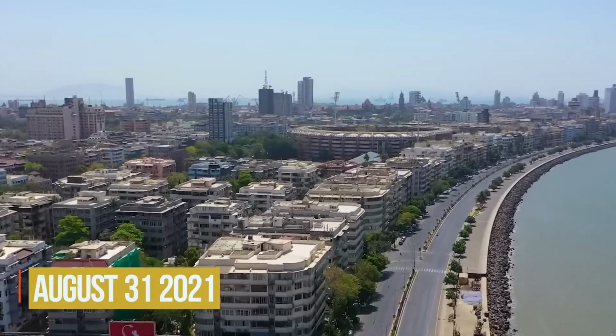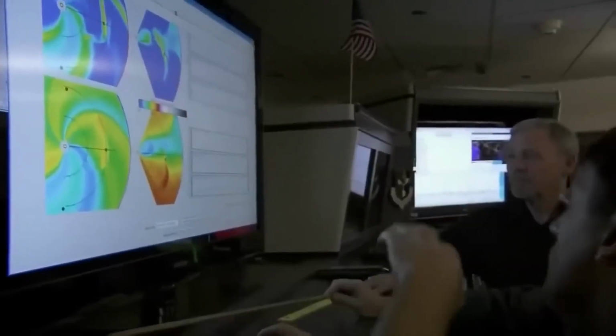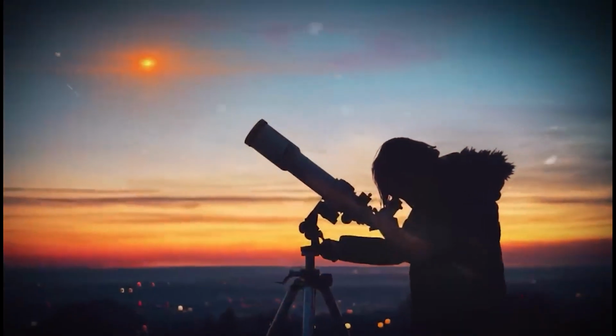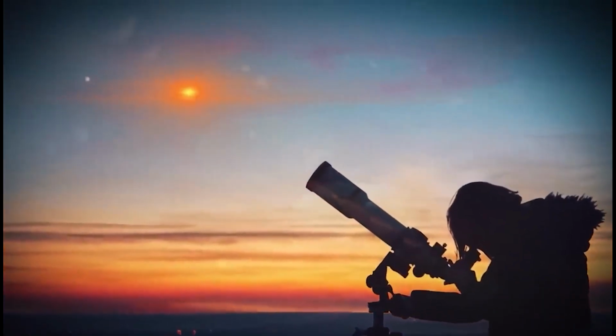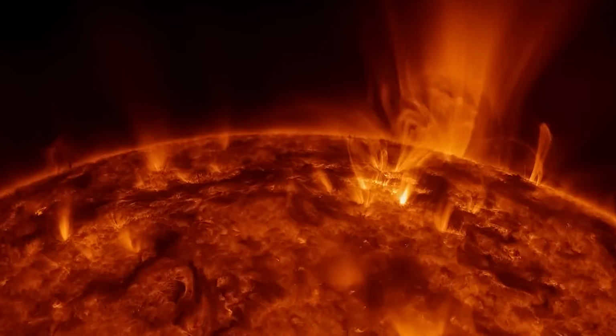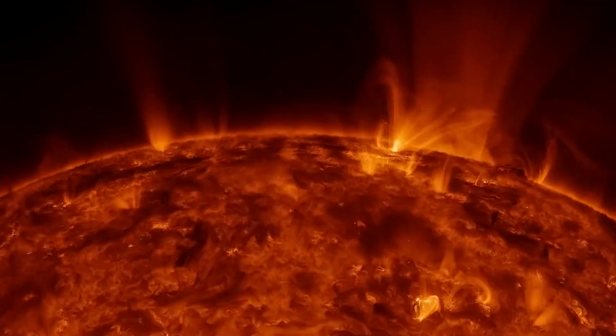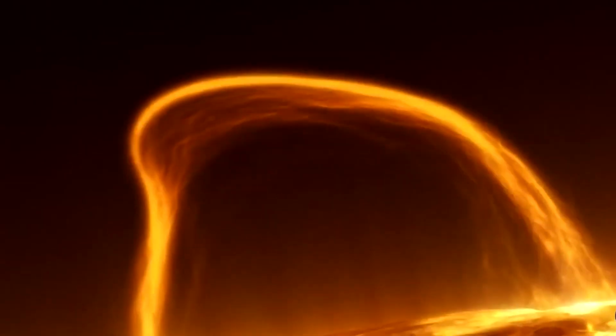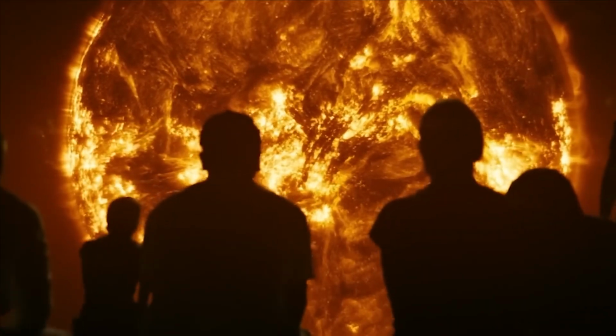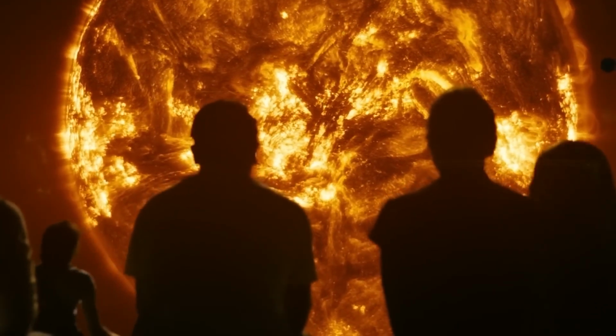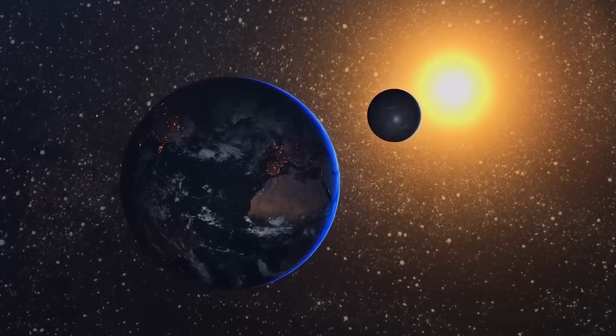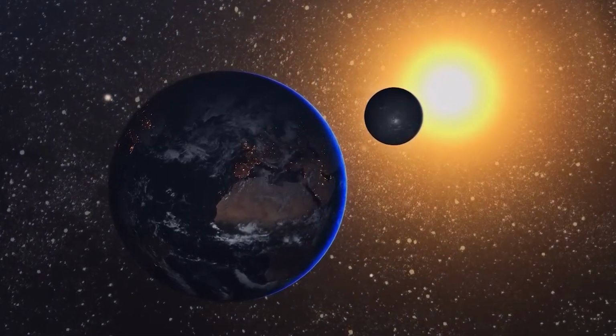On August 31st, 2021, our sun put on a spectacular show that captured the attention of astronomers and space enthusiasts worldwide. A solar prominence eruption occurred on the surface of the sun, which released a coronal mass ejection, CME, directed toward Earth. You may wonder what this means and why it's such a big deal. Well, first of all, let's talk about what a solar prominence is.